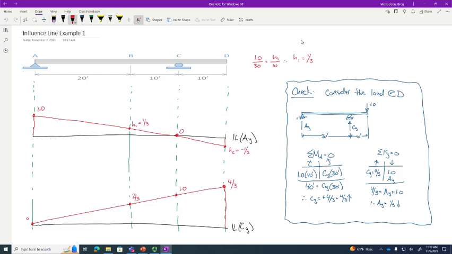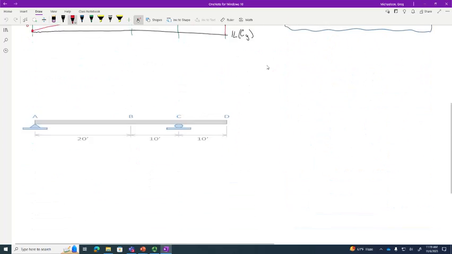We also did some statics to say, okay, let's actually put the load here and see if we get the reactions that the influence line yields, and by golly gosh gee, we did, okay? So now we're going to do something similar. So it's the same beam.